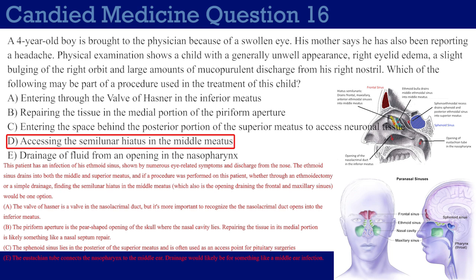Choice C, entering a space behind the posterior portion of the superior meatus to access neuronal tissue. Now, since I wrote this question as an ethmoid sinus question, I was very careful to write the answer choice with the superior meatus in it, so that you don't get confused into thinking that I'm talking about draining from the superior meatus, which of course is something you can do with the ethmoid sinus. But I wrote it very clearly to be accessing the sphenoid sinus specifically, so you can excise a pituitary adenoma or whatever. Choice E, drainage of fluid from an opening in nasopharynx. Obviously this is the eustachian tube, so this might be something you would do for a middle ear infection.